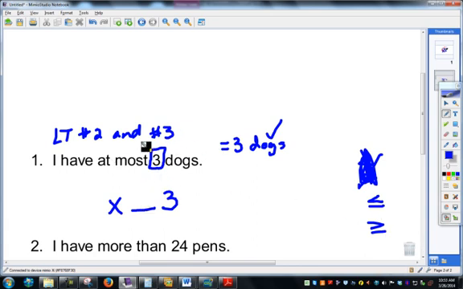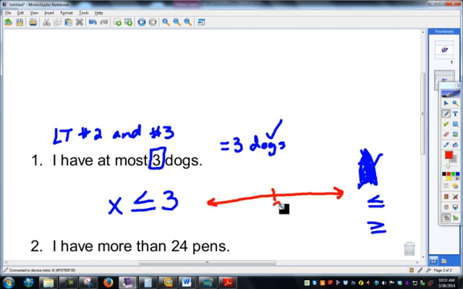At most 3 dogs. Does that mean I could have 4 dogs? No. If this were 4 right here, this would be a greater than, right? But that's wrong, because at most 3 dogs would imply that I have 3 or less. So therefore, I know that the number of dogs I have has to be less than or equal to 3. Now let's practice graphing real quick, just to be a little reminder to you.